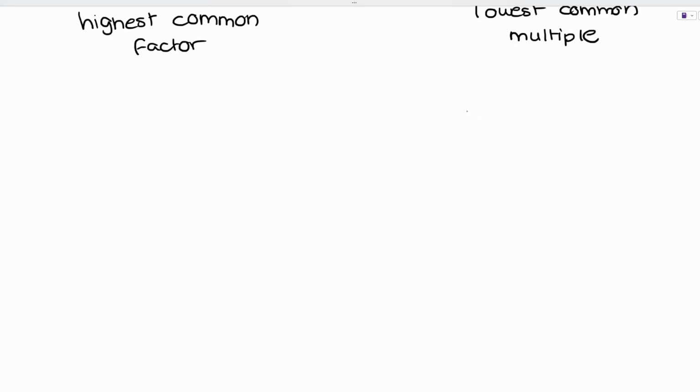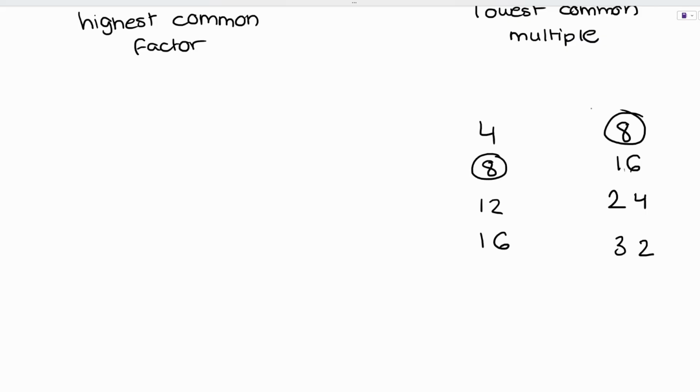Now, for lowest common multiple, if you have, again, 4 and 8, you would just find the multiples of these. So, for example, 4, 8, 12, 16. And for 8, it would be 8, 16, 24, 32. And you would see the first number. So here it would just be 8 and 8, because it's the first number to come up for both of them that they share. So the first common multiple for each of these numbers.